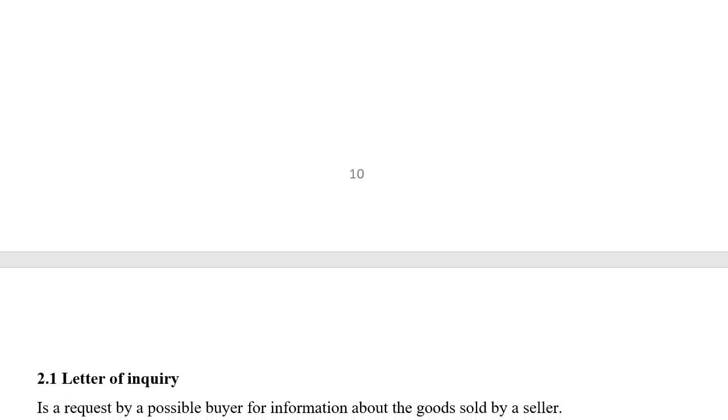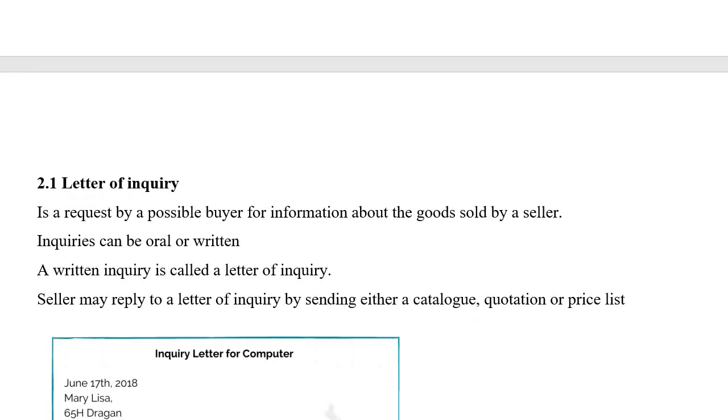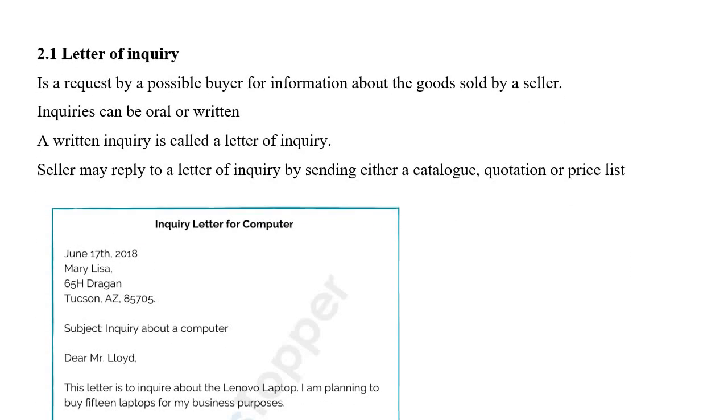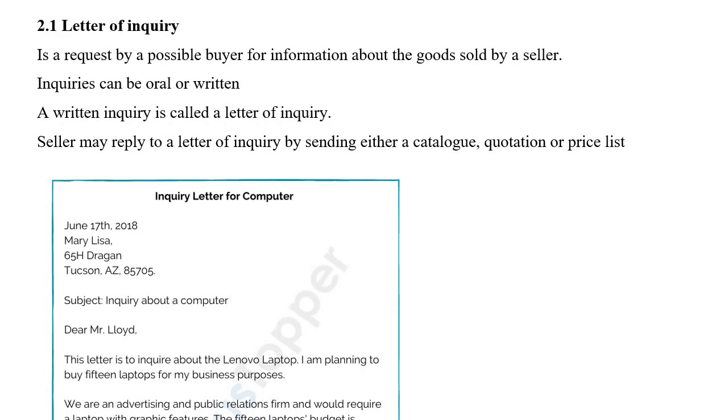So we shall start with the very first document of Hometrade, which is called a Letter of Inquiry. A letter of inquiry is a request by a possible buyer for information about goods sold by a seller. So for example, a buyer wants to acquire some given commodities from a company. He will write a letter of inquiry to ask the seller the kind of goods that he is selling, or rather the kind of commodities that are in stock.